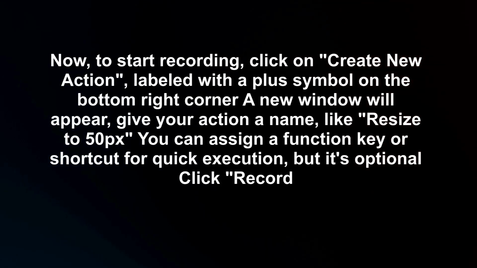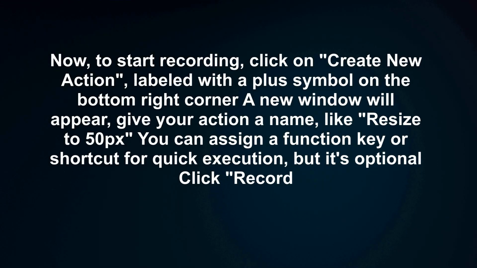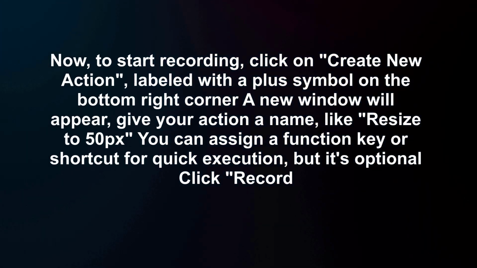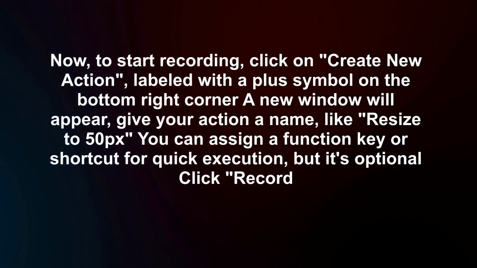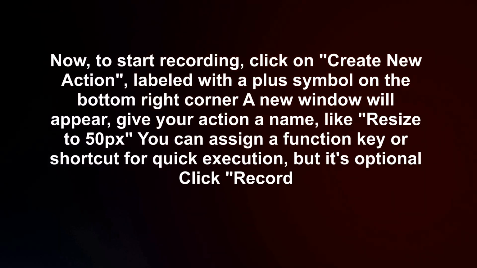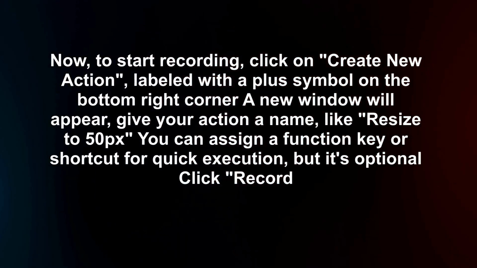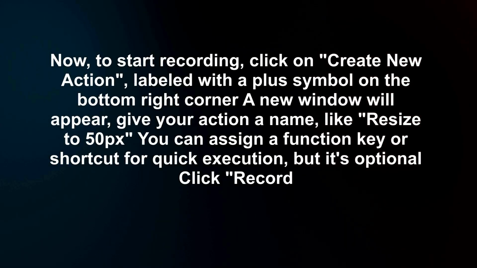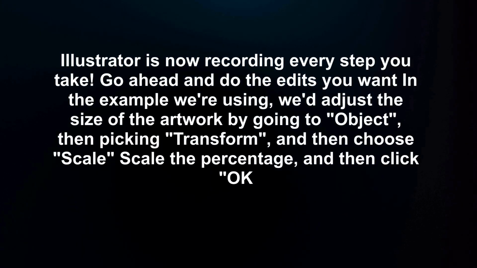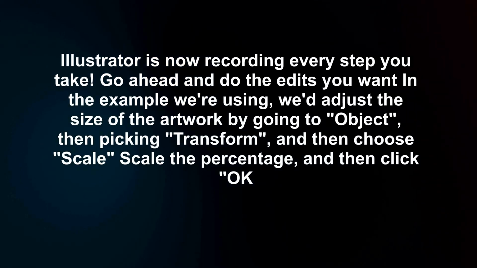Now, to start recording, click on Create New Action, labeled with a plus symbol on the bottom right corner. A new window will appear. Give your action a name, like resize to 50px. You can assign a function key or shortcut for quick execution, but it's optional. Click Record. Illustrator is now recording every step you take.